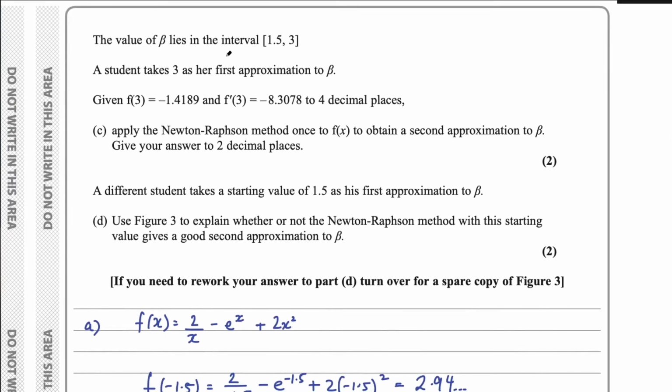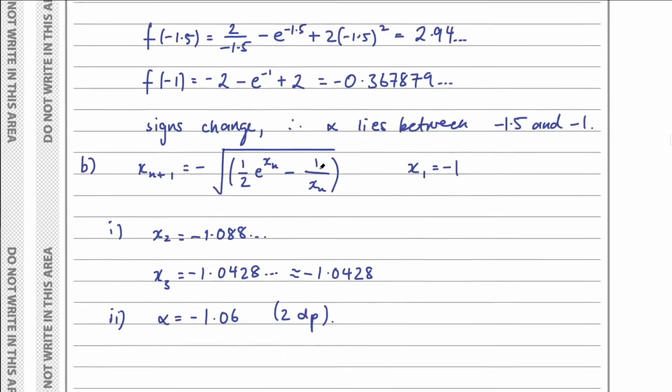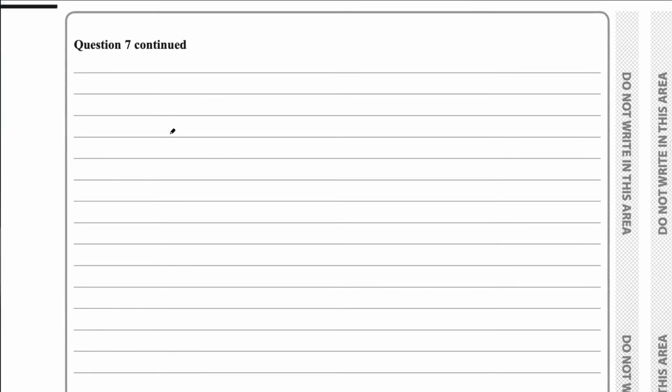Says the value of beta lies in the interval 1.5, 3. A student takes 3 as her first approximation to beta. Given f of 3 equals negative 1.4189 and f dash of 3 equals negative 8.3078 to 4 decimal places. Part C says apply the Newton-Raphson method once to f of x to obtain a second approximation to beta. Give your answer to 2 decimal places. Okay, so for part C, we need to use the Newton-Raphson method. And let's go ahead and write down the values they gave us.